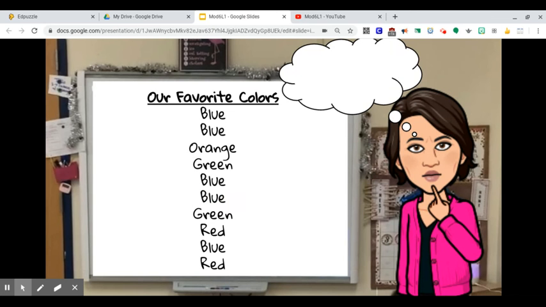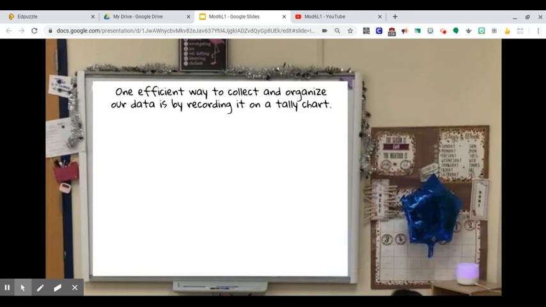Here are the results. Our favorite colors, in no particular order, were blue, blue, orange, green, blue, blue again, green, red, blue, and red. Just by looking at this information, I can tell pretty quickly that blue was the most popular choice. But it's kind of hard to tell if orange, green, or red had the same number of votes or if one was a little bit more popular than the other. So, how can we keep track of our data in an organized way so that we can see our results a little bit more clearly?